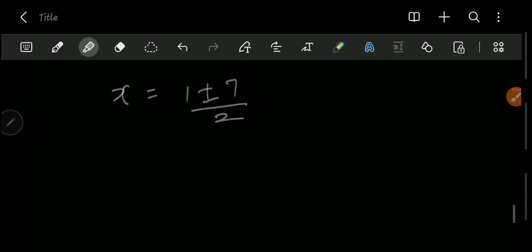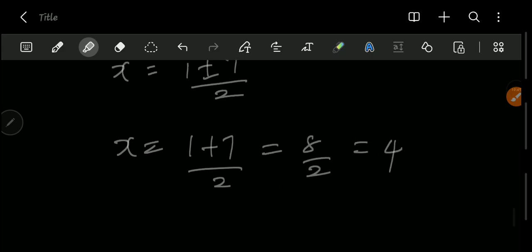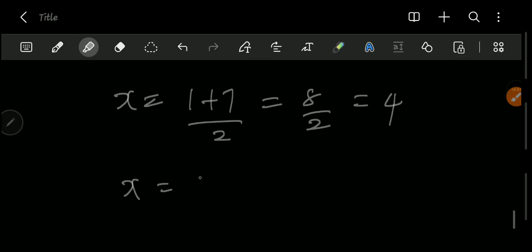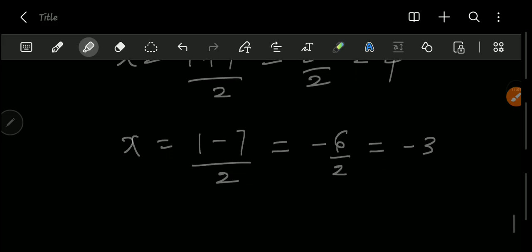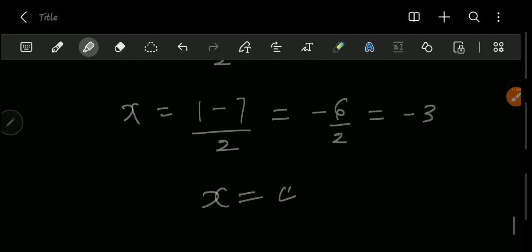So it means that x is equal to 1 plus 7 over 2, which gives us 8 over 2 equals 4, or x equals 1 minus 7 over 2, which gives us minus 6 over 2 equals minus 3. But the value of x cannot be negative in this case, right? It cannot be negative in this case, so we say the value of x is 4.